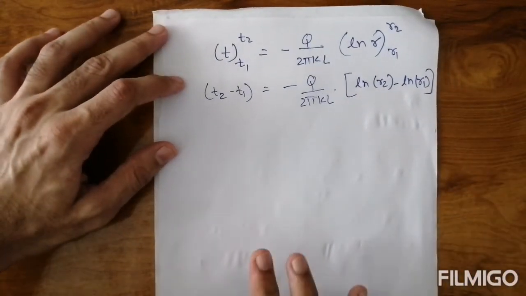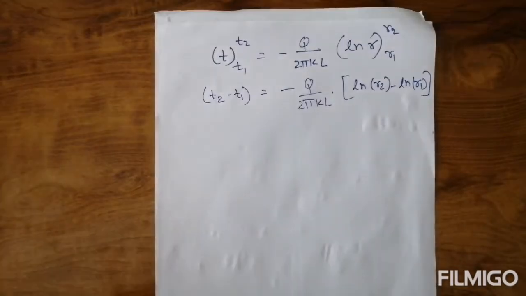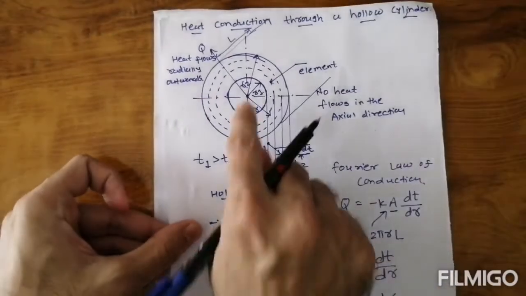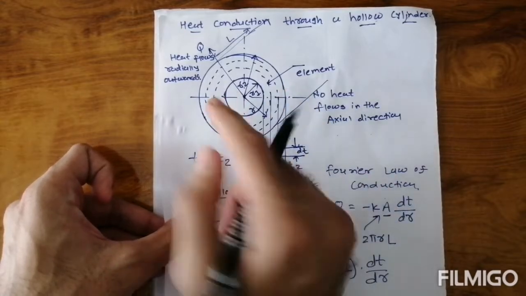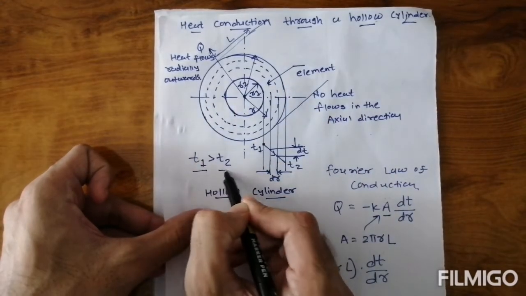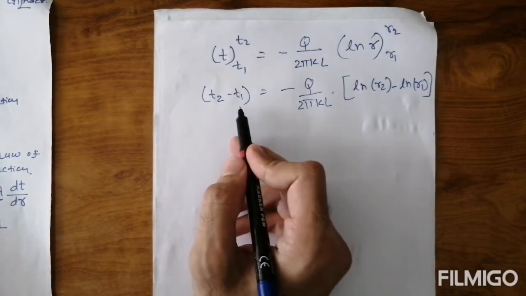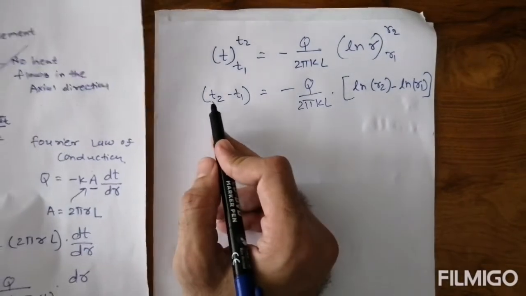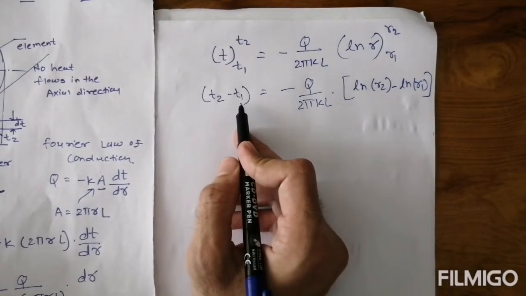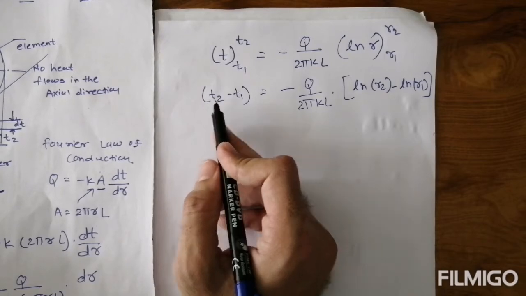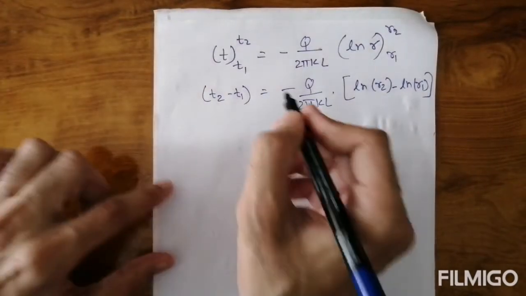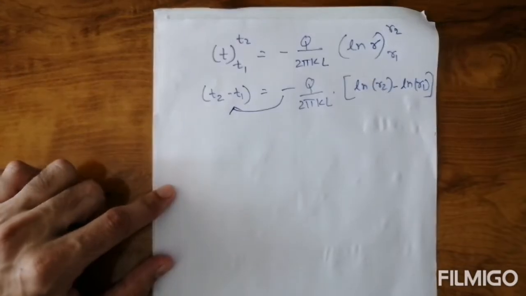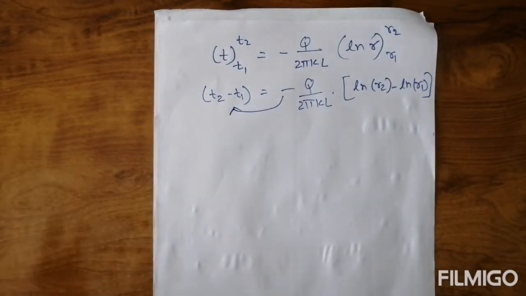Now, already I told you, heat is transferred from inside to outside, so we can say that the inside temperature T1 is greater than T2. But here we have T2 minus T1, which means T2 is low and T1 is high. So we require T1 minus T2. How is that possible? At that time we just consider the negative side, this side, so it becomes T1 minus T2.